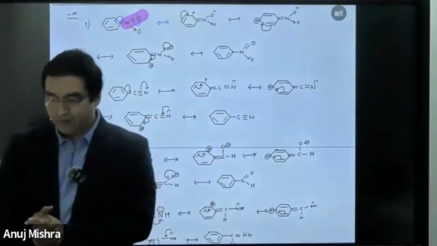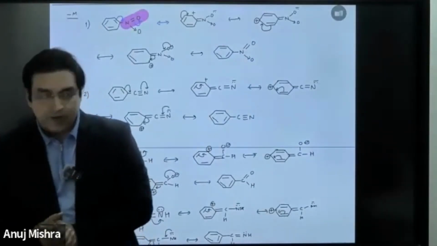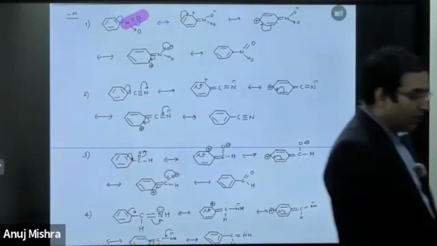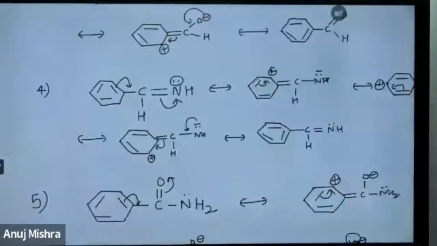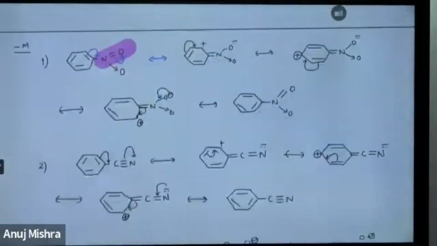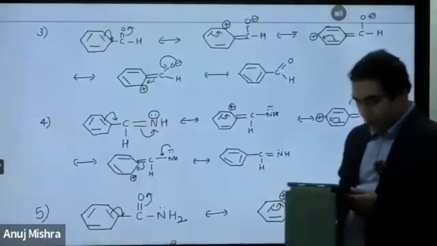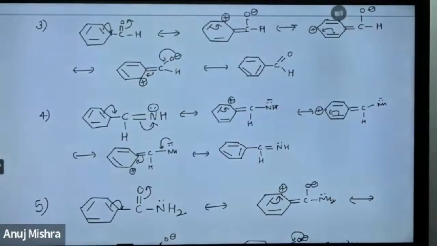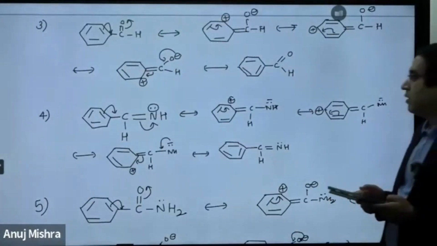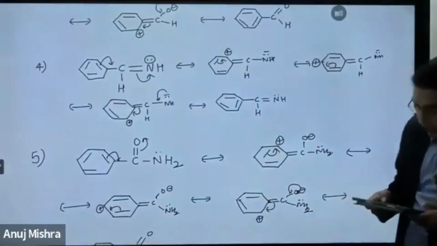Will you draw? Niharika, Chinmay, Adya. Can you take it as assignment or something and complete it at your own pace? Write these cases, note them down. Second case you wrote CN, third case CHO, fourth case CH double bond NH, fifth case CONH2. Please practice for these.